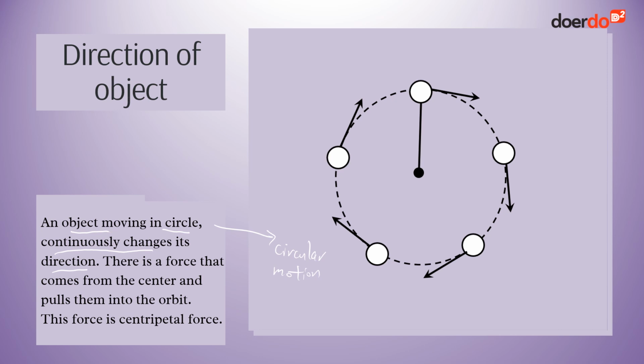So there's a force that comes from the center and pulls the object inwards. If not, this object will just continue to move in this direction and leave the path. Same for at this point in time. When there's this centripetal force holding them back in, they are able to move in circular motion. This force that pulls them into the orbits is called your centripetal force. It allows objects to move in a circular motion. Without this, the object will just continue in this direction and leave the path.